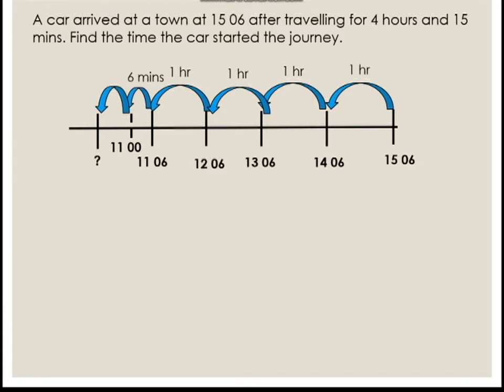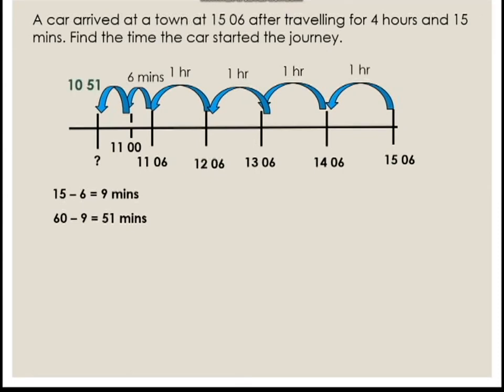So what is the start time? That is 10:51. Now let's have a look at the same example by using the formula. What is the arrival time? It is 15:06. The journey time is 4 hours 15 minutes. The departure time I need to find out. So what's the formula for finding the departure time? Take out the difference between the arrival and the journey time.